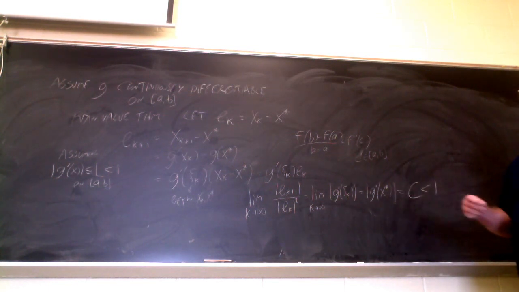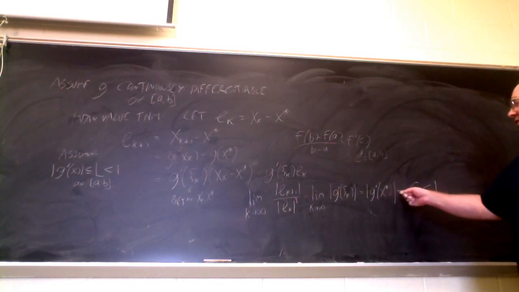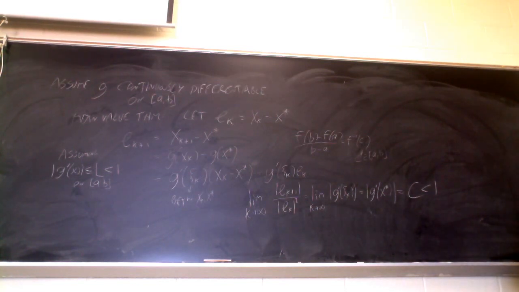So this gives you the ratio of errors. For instance, if this was equal to 1/2, we'd say the error is being cut in half from one iteration to the next. So any questions about this?